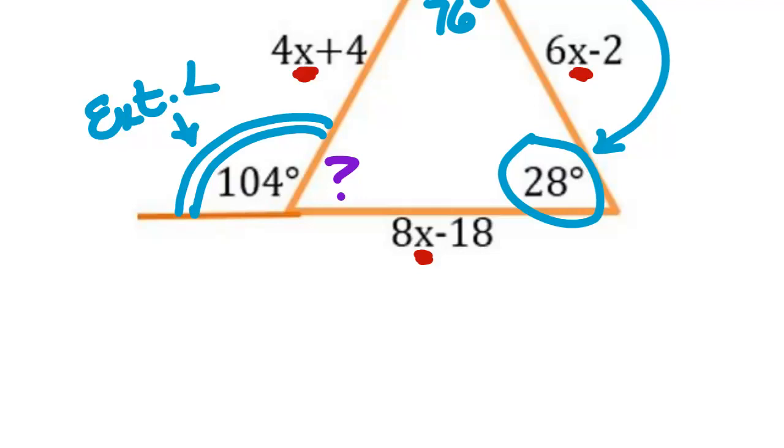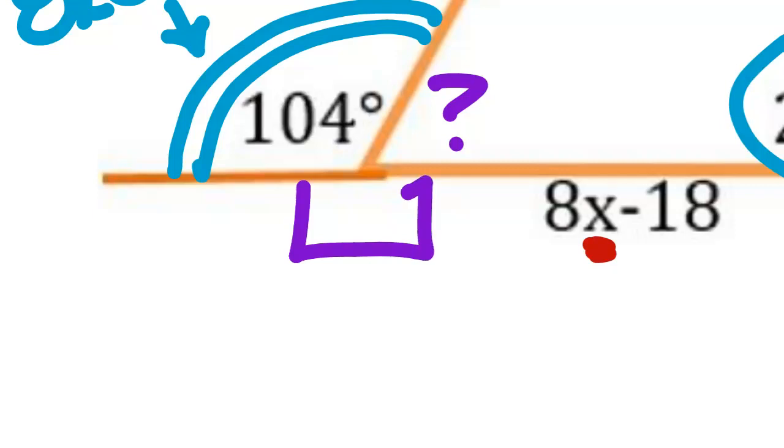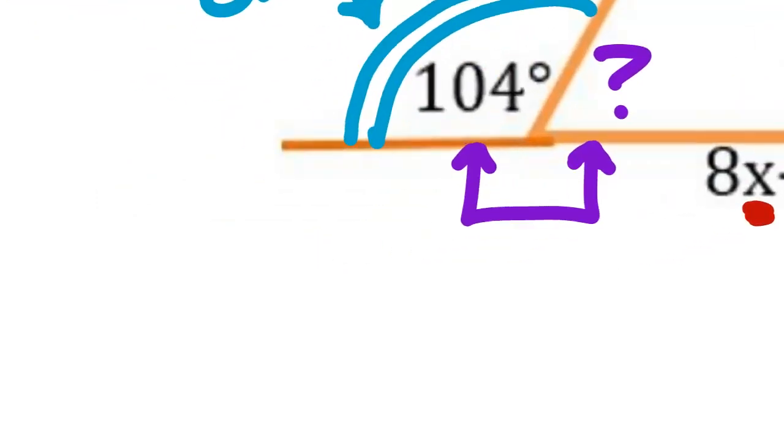Triangle sum theorem. There's another way I could find it. What's the other way? Linear pair theorem. I can use either one of those. I'm going to get the same answer either way. I'm going to go ahead and use linear pair theorem. If you want to use triangle sum theorem, please do so and check your answer against mine because we should get the exact same thing.